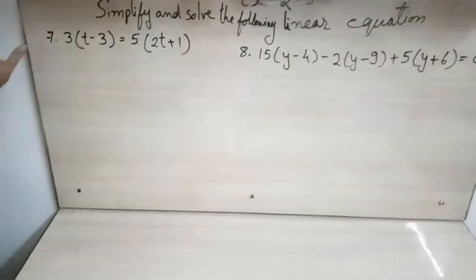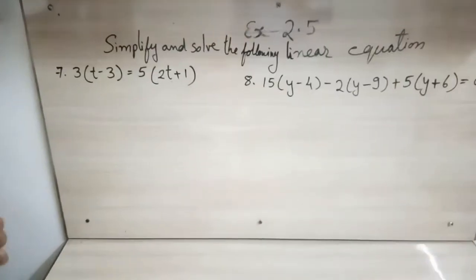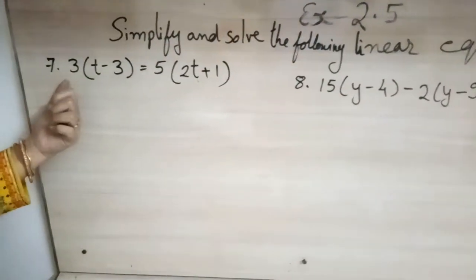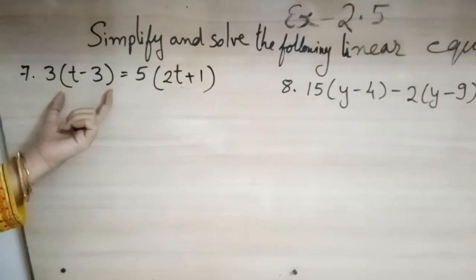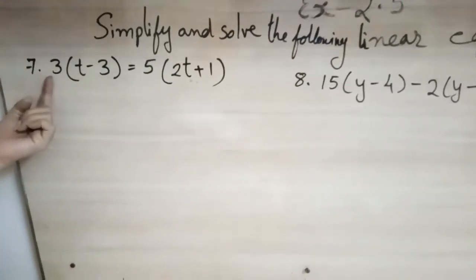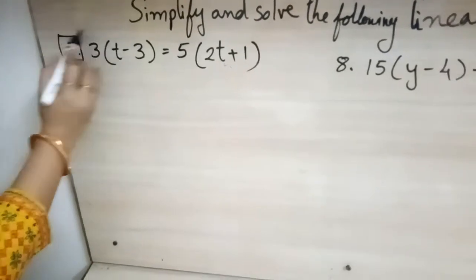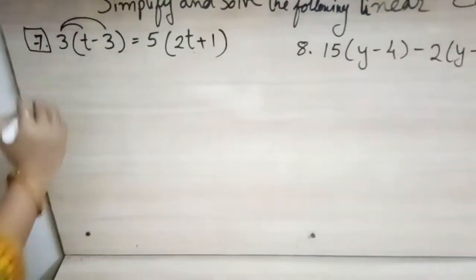Here we are going to simplify. And now see, it's very simple. They have given the terms in a bracket and outside that a number is given. So whenever something is there in a bracket and outside a number is there, you are going to multiply that term.